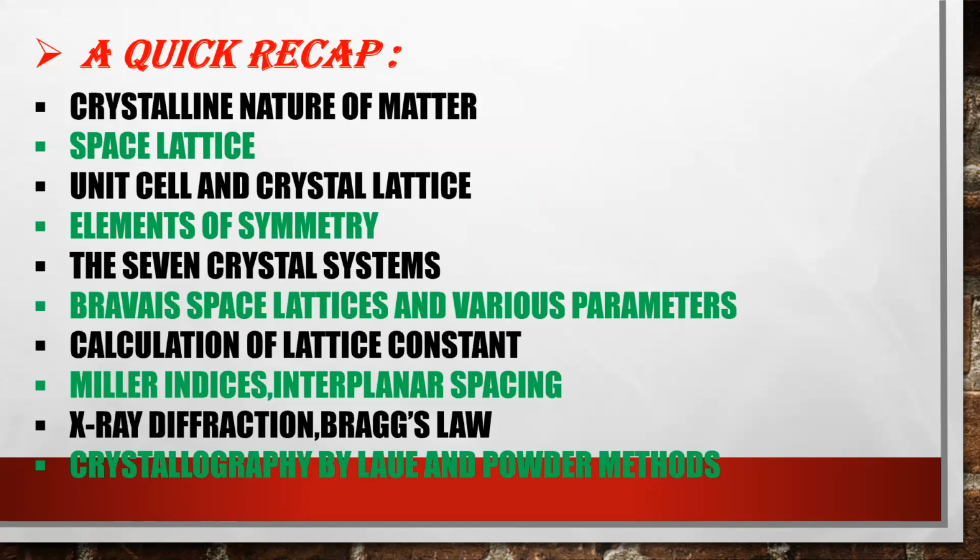Then we had Bravais space lattices and various parameters enclosing those lattices, like atomic radius and coordination number, and we even calculated the volume of the unit cell. Next, we calculated the lattice constant a. Then we did Miller indices and interplanar spacing d. Then X-ray diffraction and Bragg's law, 2d sin theta equals n lambda, and also crystallography by the Laue and powder methods.